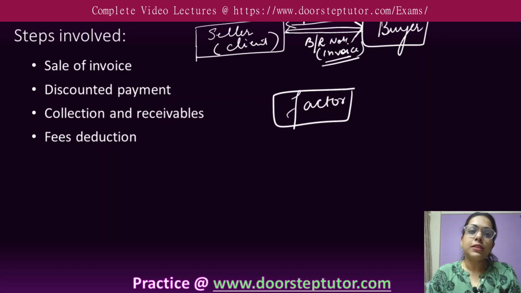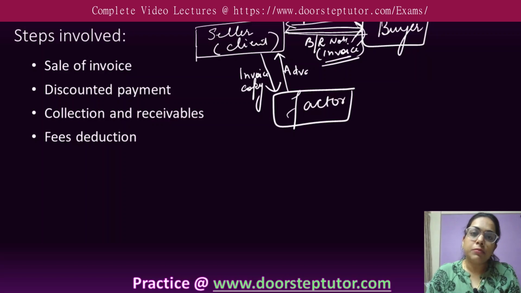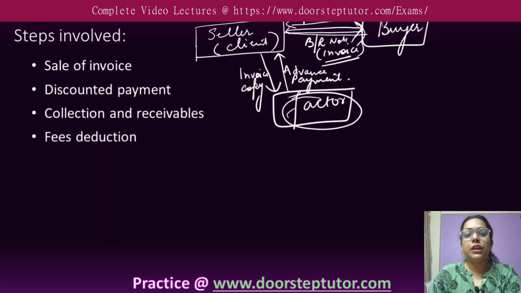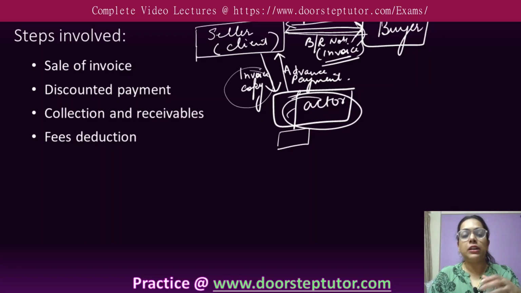After receiving the BR note, the seller will transfer this note, or one can say the invoice copy, to the factor, and in return the factor will give some advance payment. At the time of maturity of the invoice, that is the time mentioned in the invoice copy or bills receivable copy, the factor will go to the buyer to collect the money.